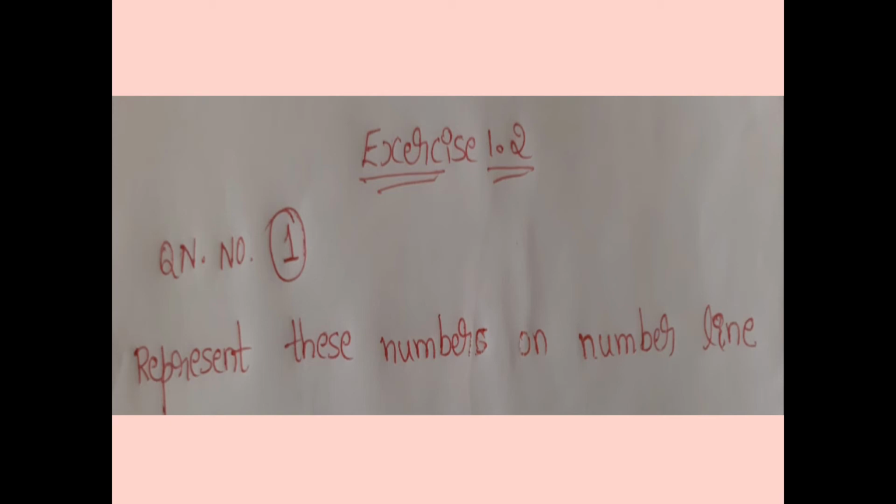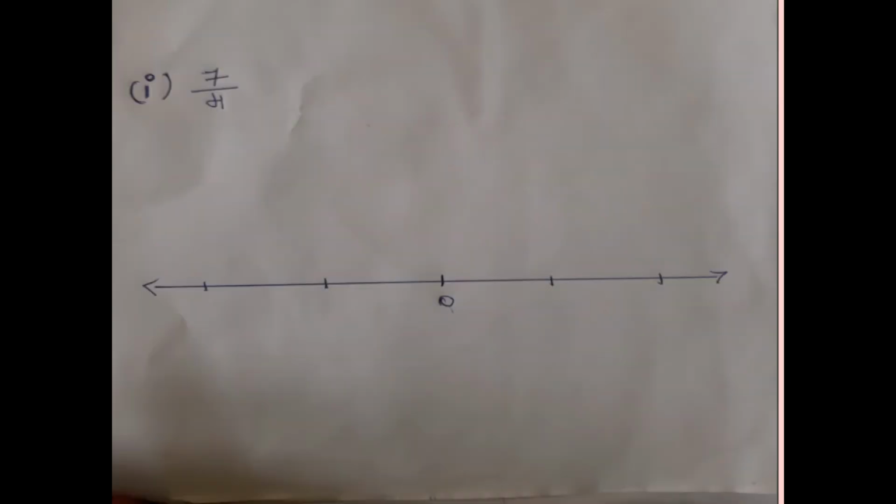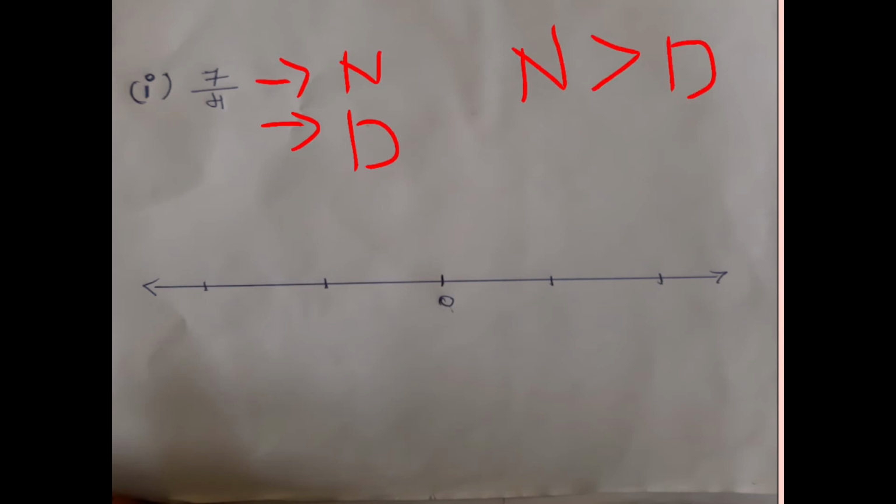Okay, in that first question there are two sub questions. First sub question is 7 by 4. So in this 7 is the numerator, 4 is the denominator, right? Which means numerator is greater than denominator. So this question is a little difficult from the last question. In the last question, numerator is a smaller number, denominator is a bigger number. But here numerator itself is a bigger number, right?